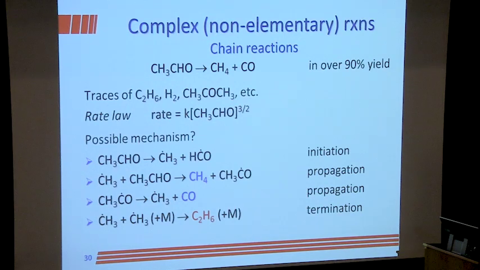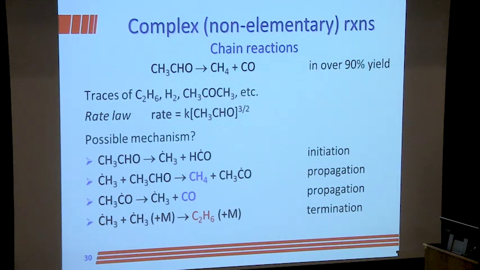So what may happen, we can break this CC bond. We get a methyl radical and formyl radical. The methyl radical can abstract the aldehydic hydrogen atom to give us methane plus this radical, and that radical can decompose to give us another methyl plus CO. And then the two methyls could recombine to give us ethane.